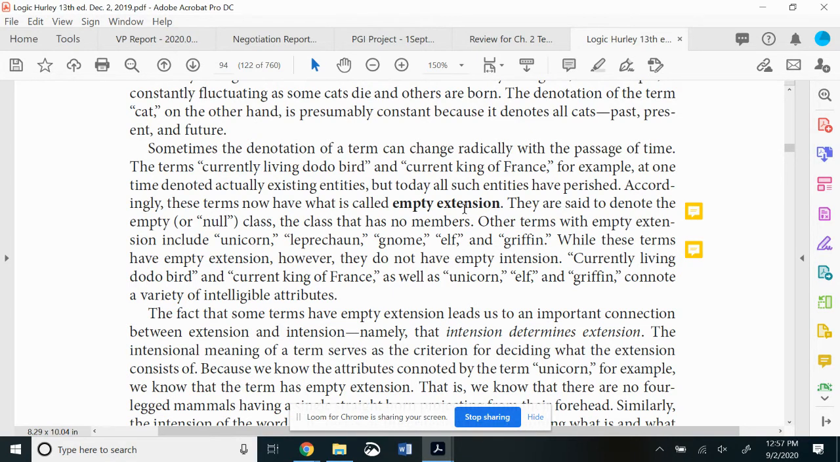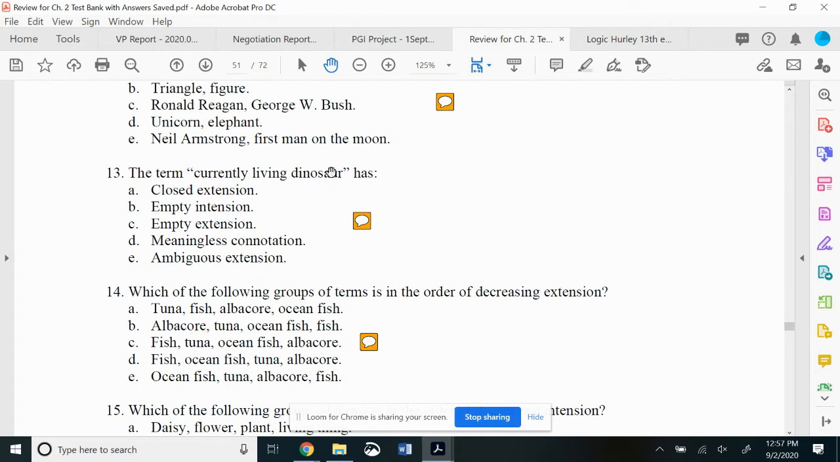So things like Harry Potter, gnomes, elves, dragons. Oh, dragons, baby. From Game of Thrones, you know what I'm saying? There you go. So if something doesn't exist and it's make-believe, it has empty extension. If it once existed but doesn't exist anymore, just like dinosaurs, it has empty extension. At one time it had extension.